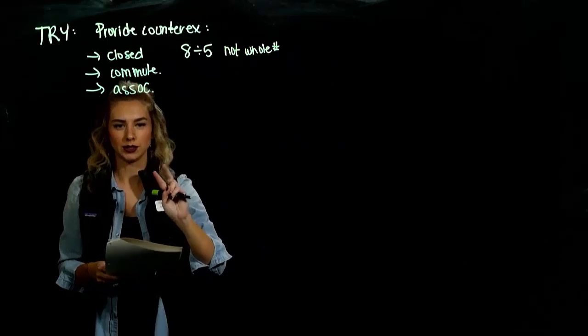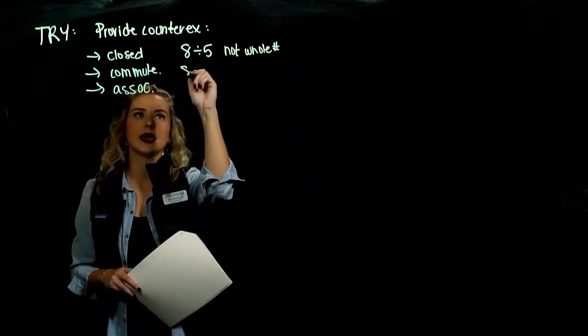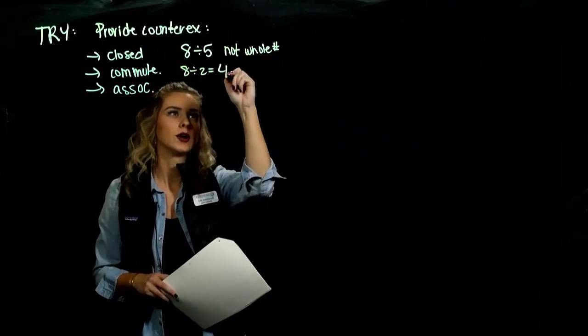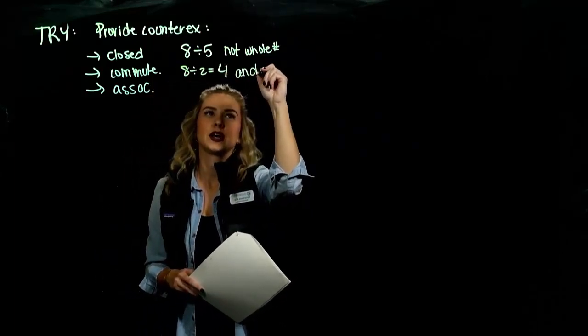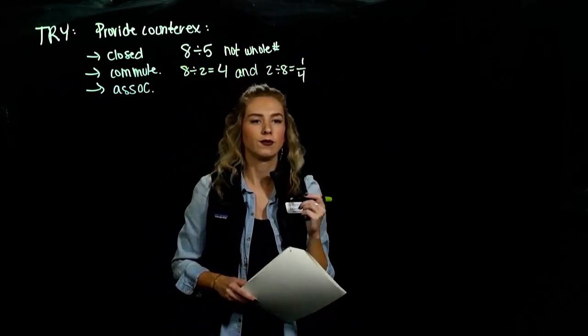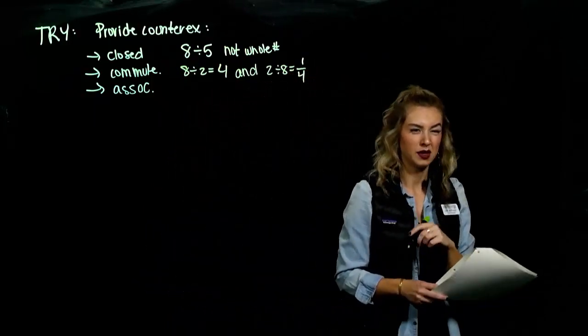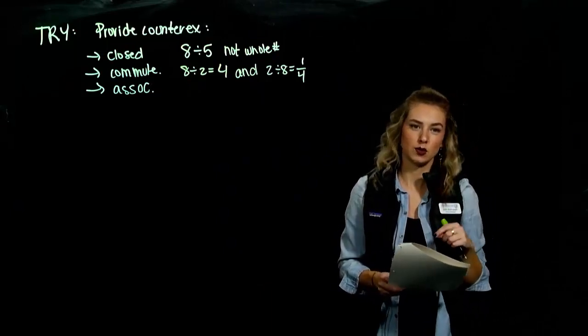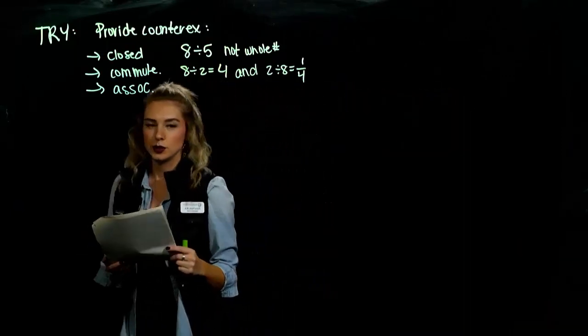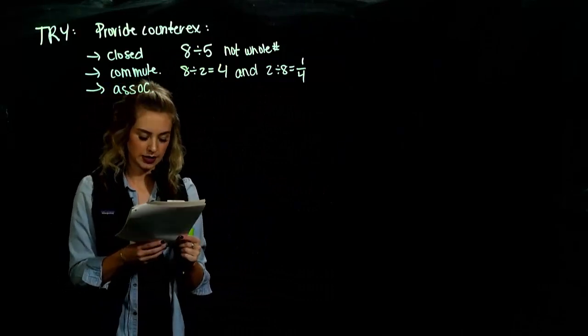To prove it's not commutative. Commutative means what? We change the order. So if I take 8 and I divide it by 2, what will that produce? 4. And if I change that order around, 2 divided by 8 is going to produce what? 1/4. Those are not the same, so the order was important. We can't commute things with division. Doesn't work.